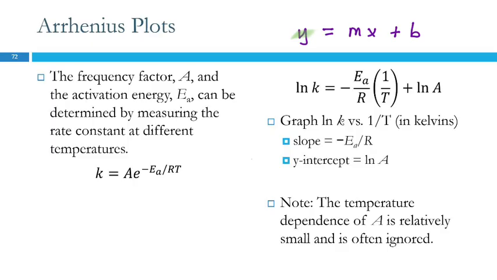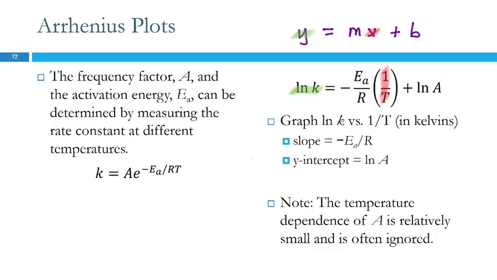So y would be the natural log of the rate constant. You do a bunch of experiments, you measure the rate constant at different temperatures, get a whole table of data. To graph it, you take the rate constant that you measured and find the natural log of it, and that will be the y value. And the x value is going to be 1 over the temperature. So you take those temperatures and you invert them, 1 over the temperature. And that's how you get your points to graph.